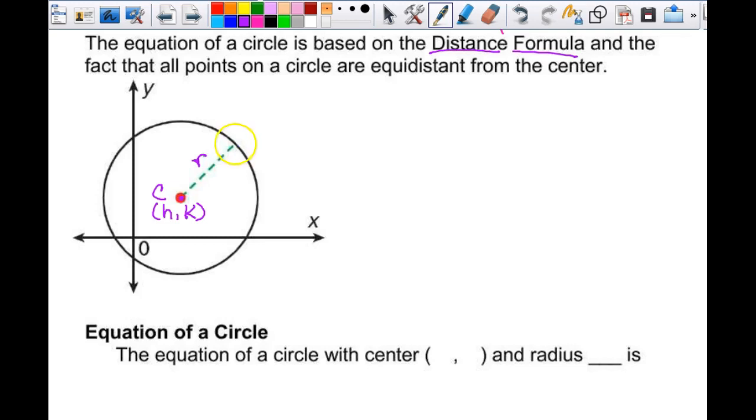Then this is some point on the circle. How many points are on the circle? An infinite amount, right? So this is some random point that would just be some x, y value. Okay? So those are all the things that we know about that. We are going to use the distance formula to help us come up with an equation.